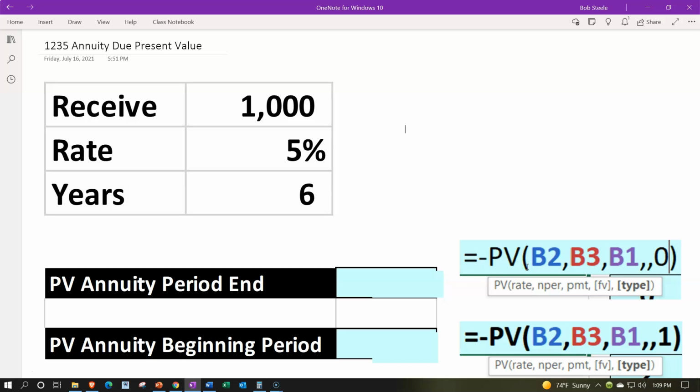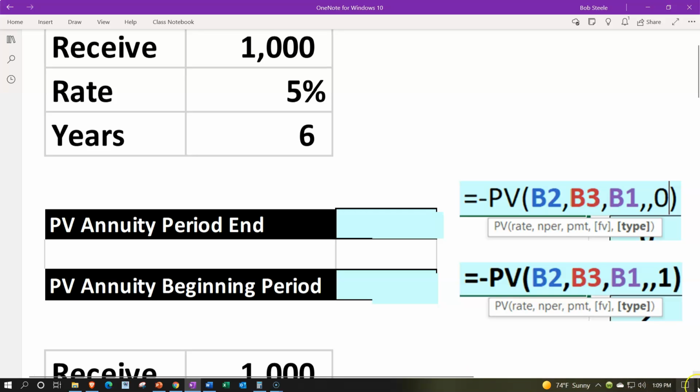So our information up top, we're going to imagine we receive $1,000. The rate is going to be 5% for 6 years. If we have that type of annuity and we just do the normal type of annuity, first thinking about this with an Excel equation, it would look something like this. We would have the negative present value. The negative is simply to flip the sign so we don't get a negative result, but a positive result.